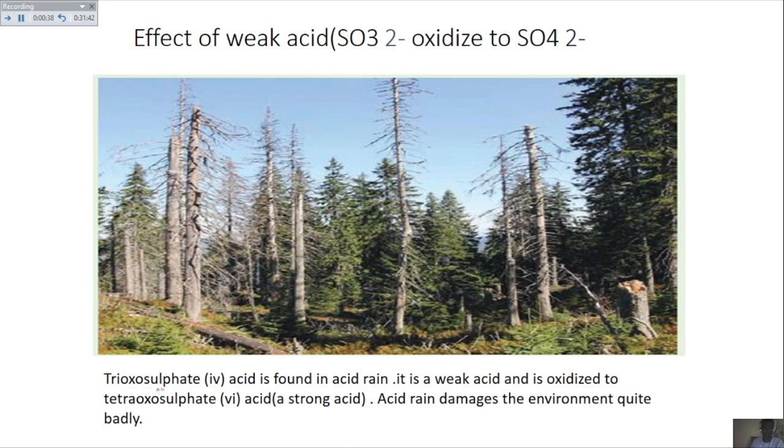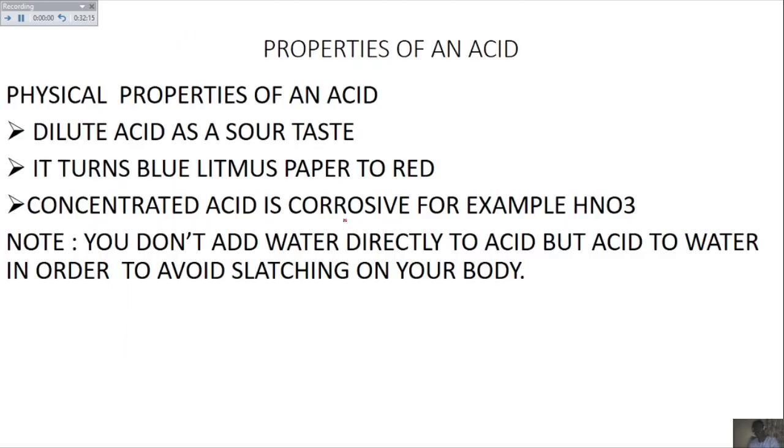Therefore, sulfurous acid is found in acid rain, and this is a result of our activities. It is a weak acid, which we know, but what happens? It further oxidizes to sulfuric acid, which is a strong acid, and this damages our environment very badly. Therefore, we have to talk here about peace education. We have to advocate for good practice so that our environment can be safe.